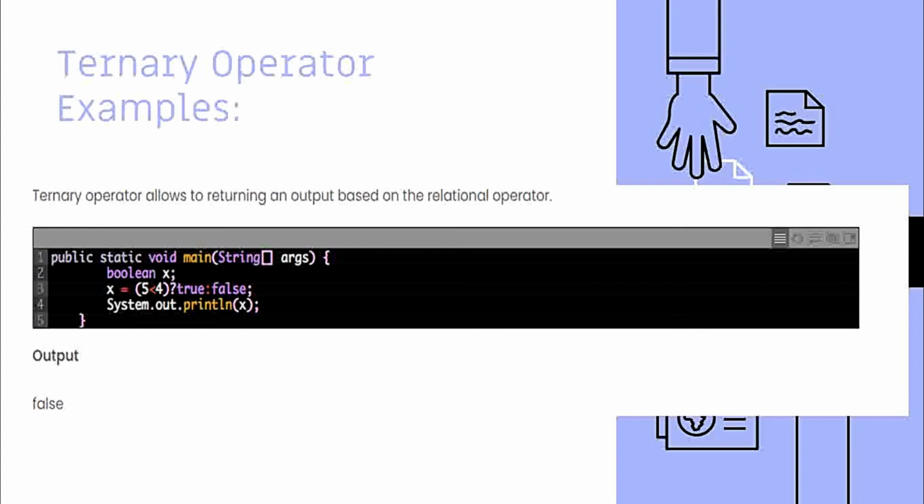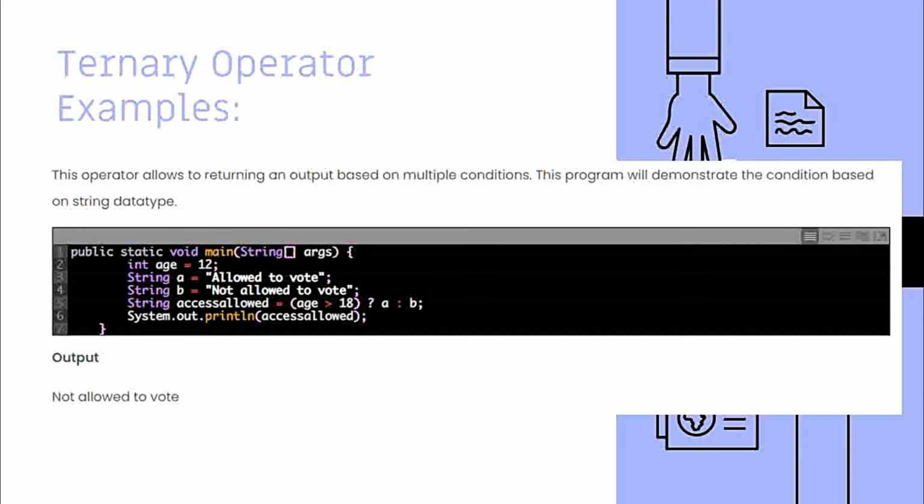This operator allows returning an output based on multiple conditions. This program will demonstrate the condition based on the string data type. As you can see, it is about allowed to vote and not allowed to vote. So in this code, the question mark will first check age greater than 18. If it's true, the user will get the output allowed to vote. If it's false, then the user will get the output not allowed to vote.